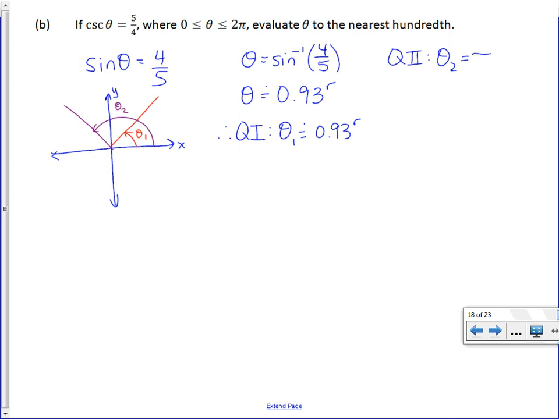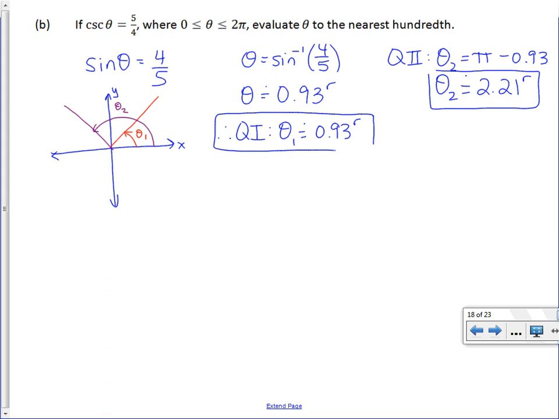Pi minus again, pi minus 0.93. Theta equals pi minus related acute angle, pi minus 0.93, 2.21. Put a box, put a box. Good, good, good. Okay, solutions found. Okay, good.